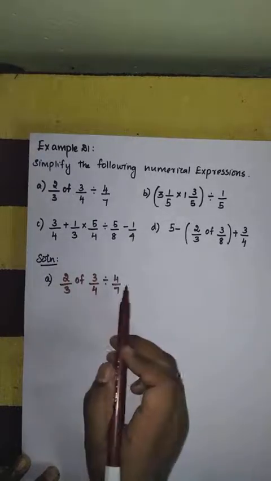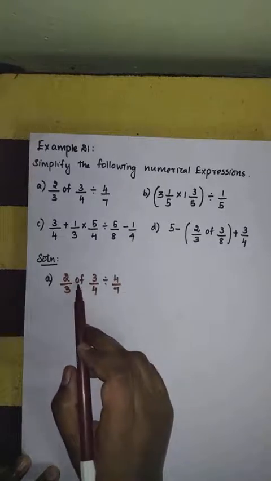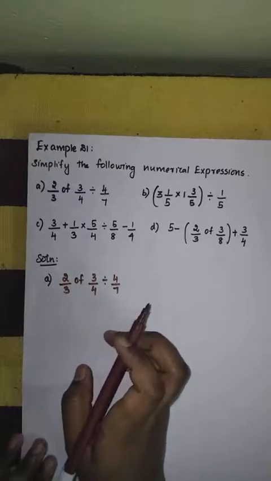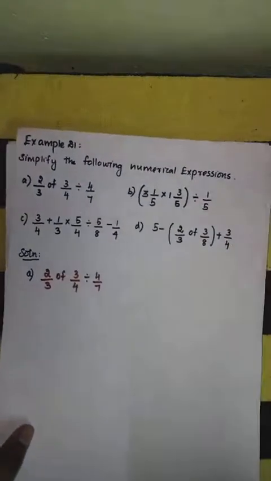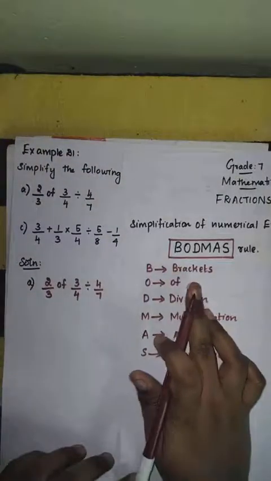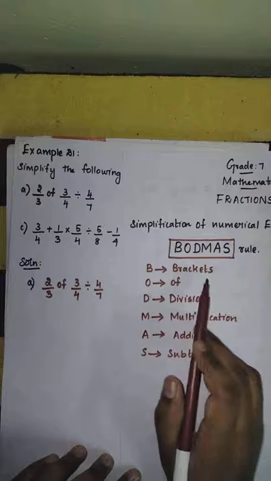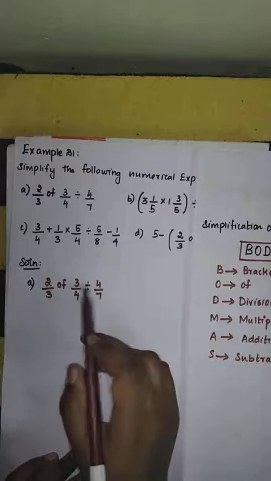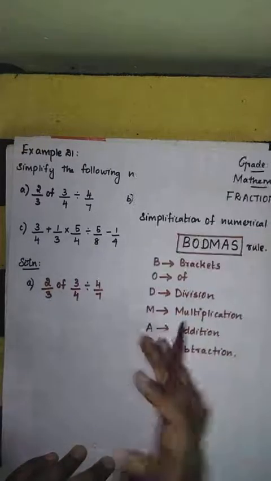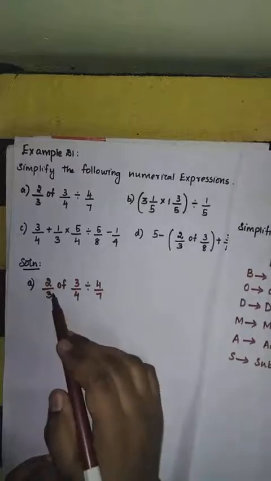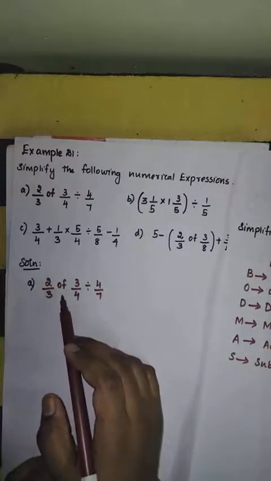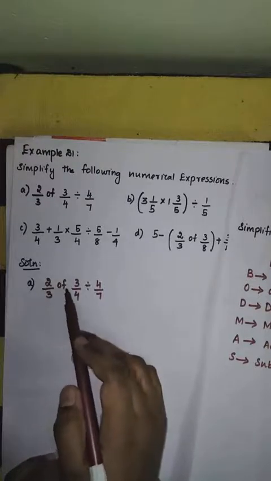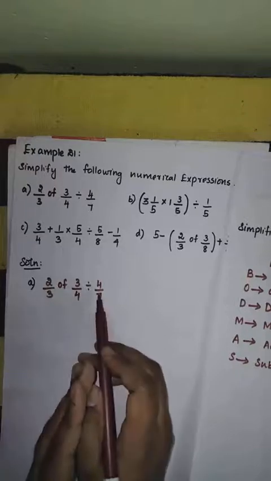Listen carefully. See the expression. In the expression we have of, then division. Two operations are there. For this case we need to follow the BODMAS rule. What is the order of BODMAS? First we need to solve the bracket terms. Check whether any brackets are there. No brackets are there. Then see of. Yes, here is the of word. So first we are going to solve these numbers, 2 by 3 of 3 by 4. Then we go for division.